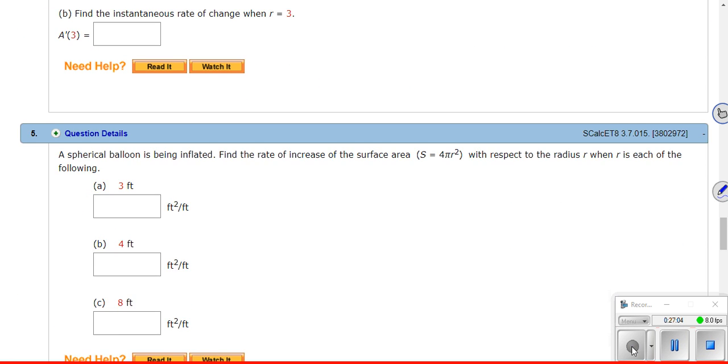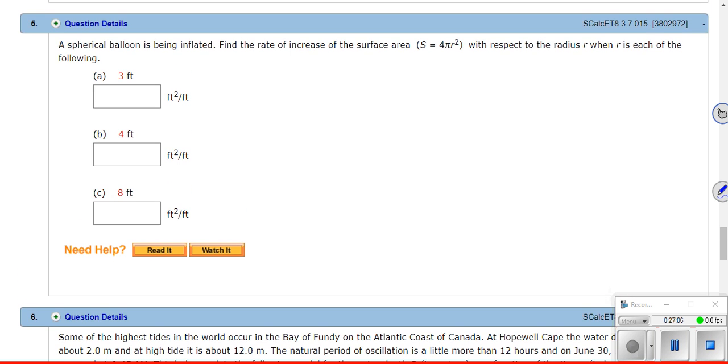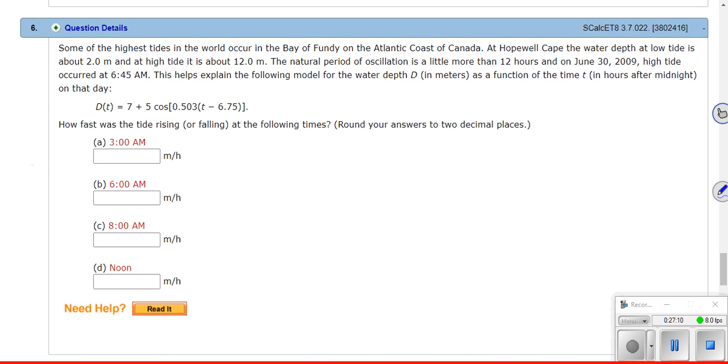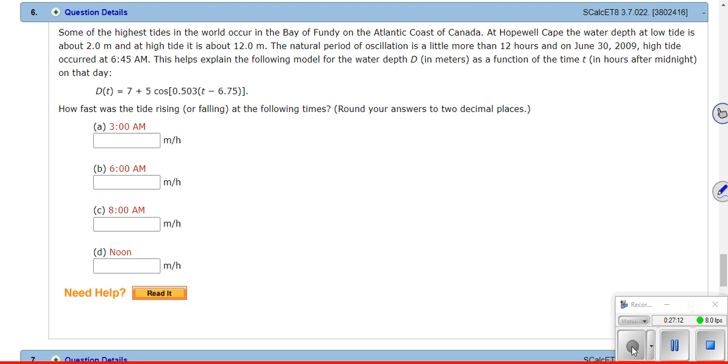So 5 is very similar. It just deals with surface area and it gives you the formula. This one looks way more complicated than it really is. This is not a big deal. You just want to find d prime. How fast? Again, we're talking rate of change.